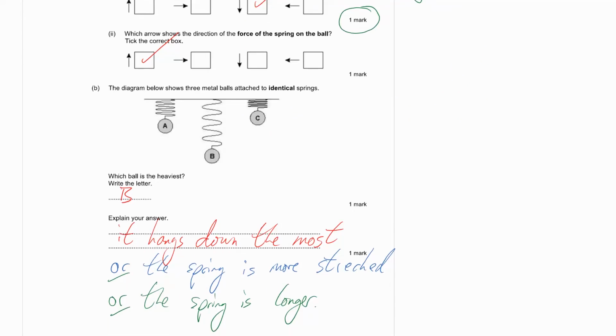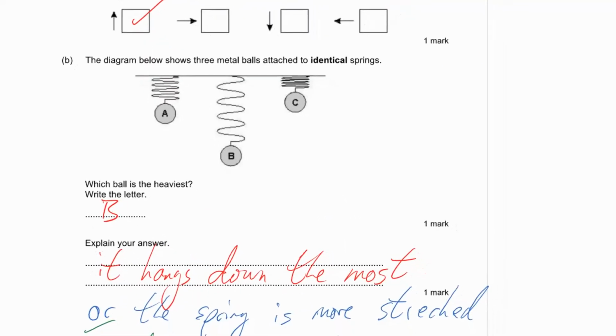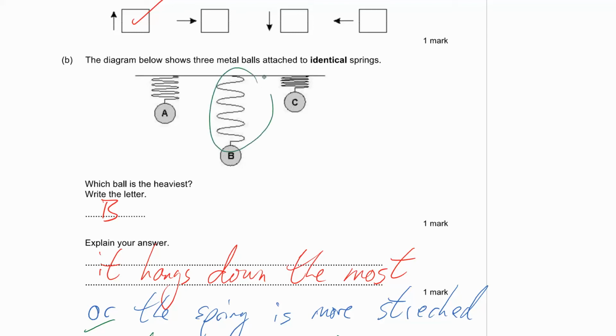Next question, question B. The diagram shows 3 metal balls attached to identical springs, so very similar. Which ball is the heaviest? Well, this spring has been stretched longer, so this force must be greater than the force of A or C. So the weight of B must be bigger, so it must be the heaviest.